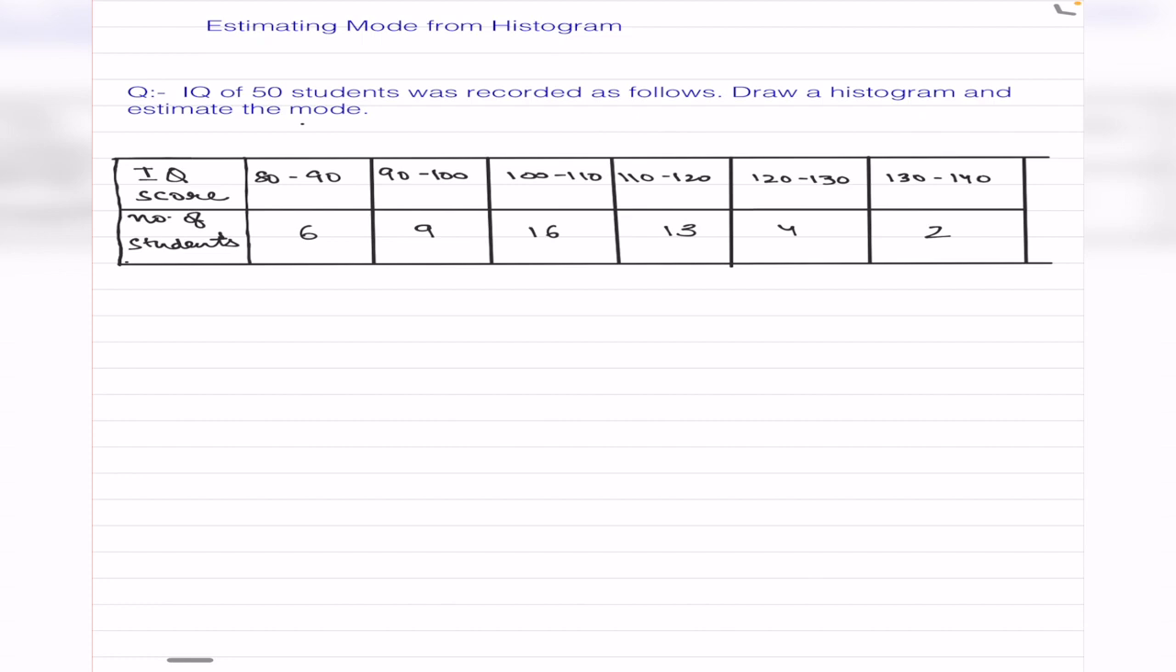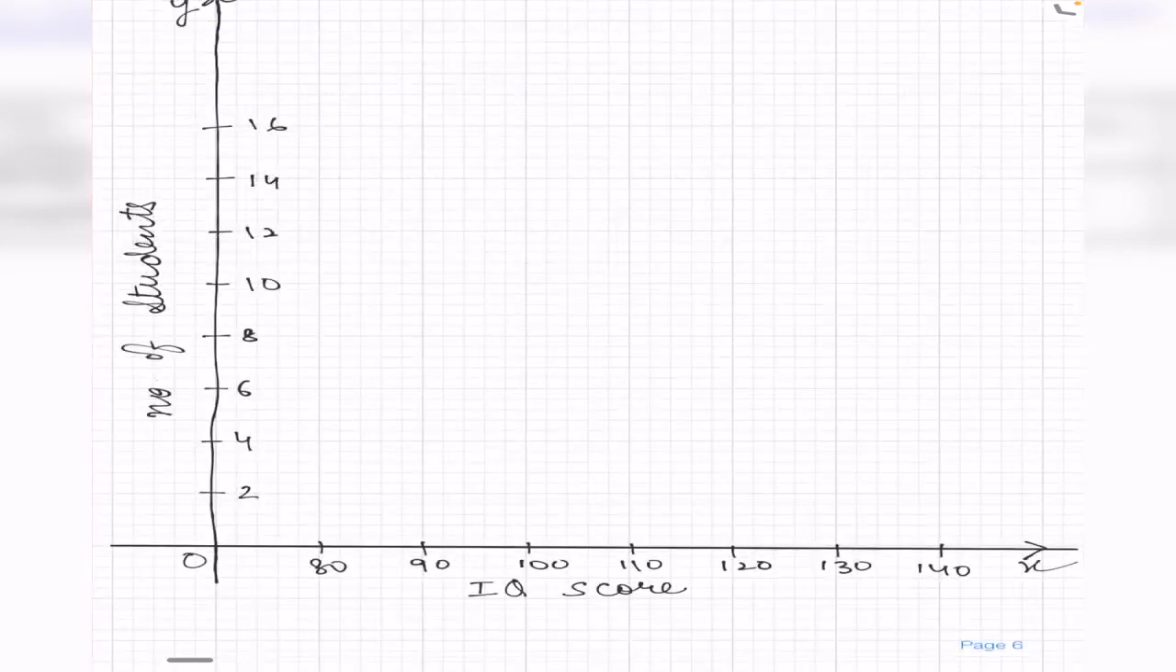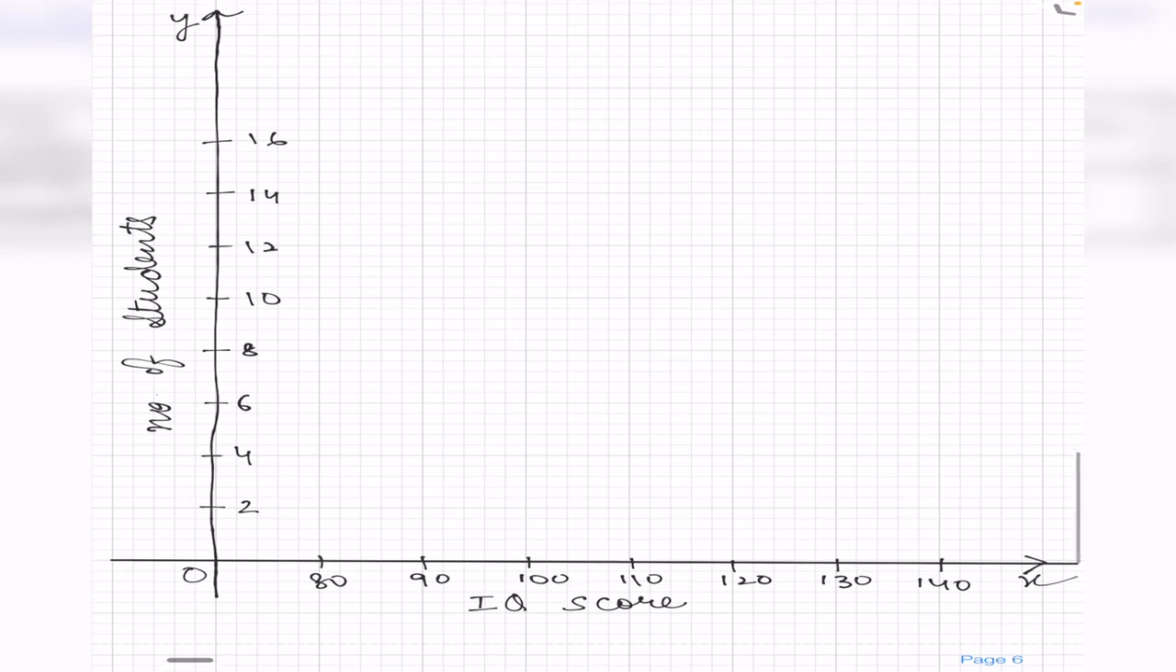So first we will draw the histogram of this table. Now what we will do, on the x-axis we will draw the IQ score, and on the y-axis we will draw the number of students. The maximum number of students is 16, so I have taken a gap of 2 on the y-axis, and 10, 80 to 90, 90 to 100, a gap of 10, so we'll take it on the x-axis.